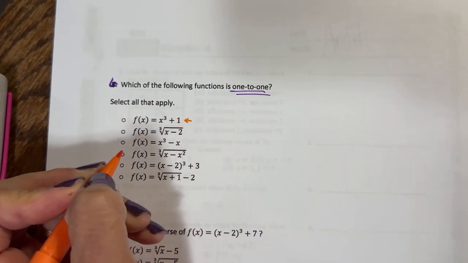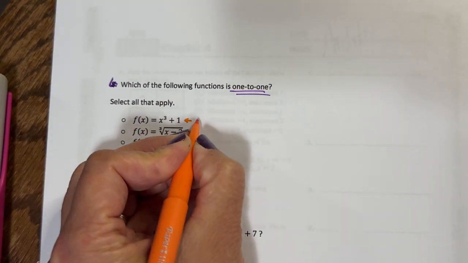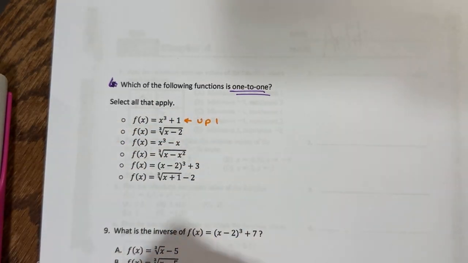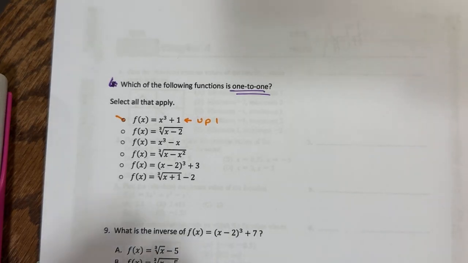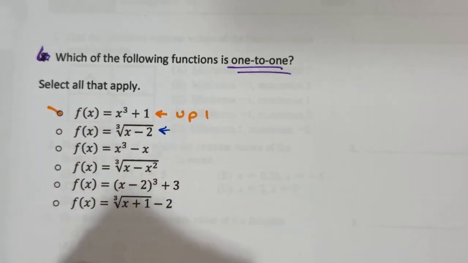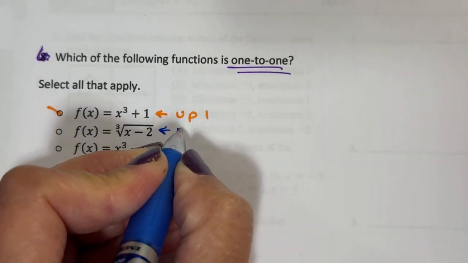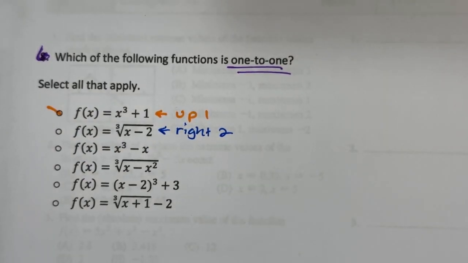Like this one, we can see that it is a cubic and it has been shifted. Plus 1 on the end means up 1. So that is a shift of the parent function. That one is 1 to 1. It says to select all that apply, so that one's 1 to 1. Okay. Well, the next one is a cube root function. Can we tell which way it was shifted? Yeah. That minus 2 underneath the radical means it was shifted to the right 2. That is a shift of the parent function, so it is 1 to 1.